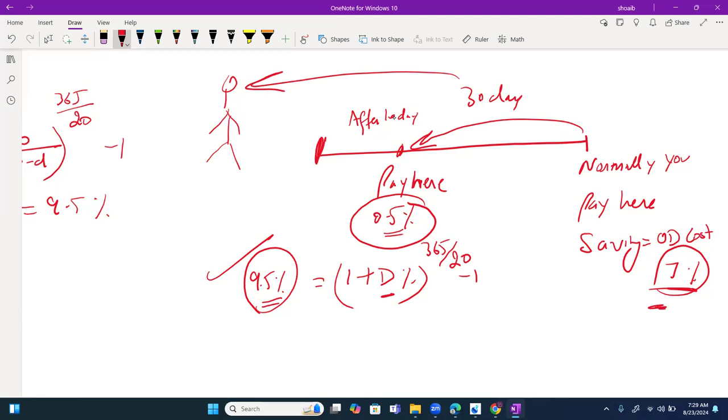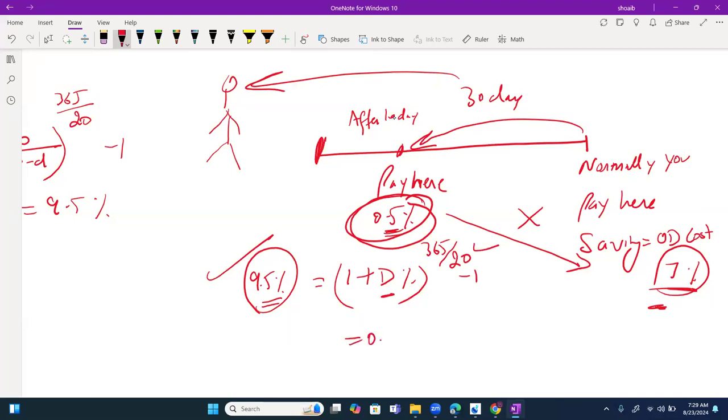Okay, you being the supplier, you are telling me, sir, please pay me 20 days earlier. I will give you 0.5% discount. You cannot compare 0.5 with this. 7% is annual. Interest cost is always annual. But 0.5% is for 20 days. So annualize it. Simply annualize it.